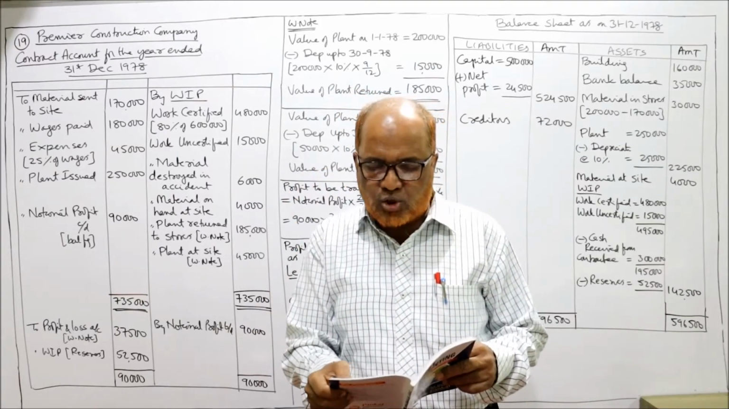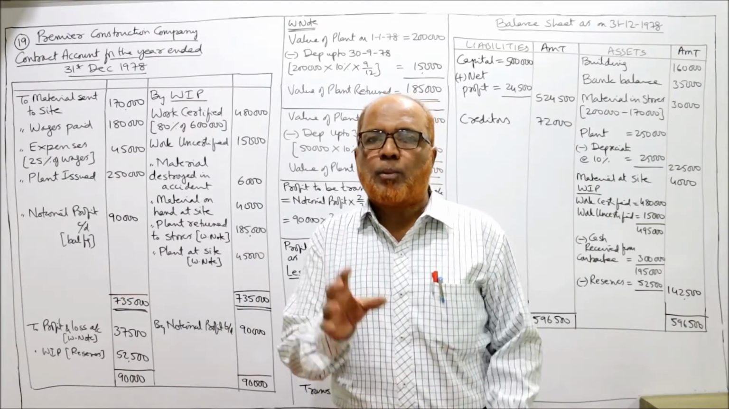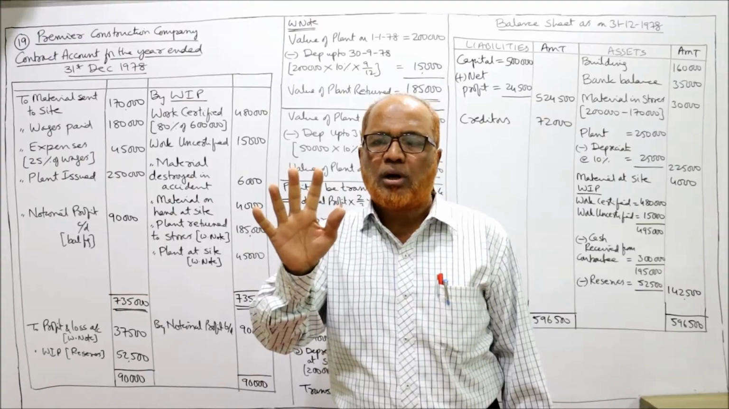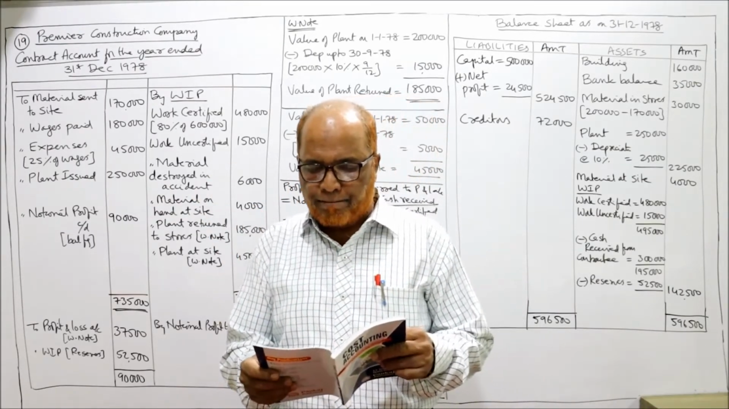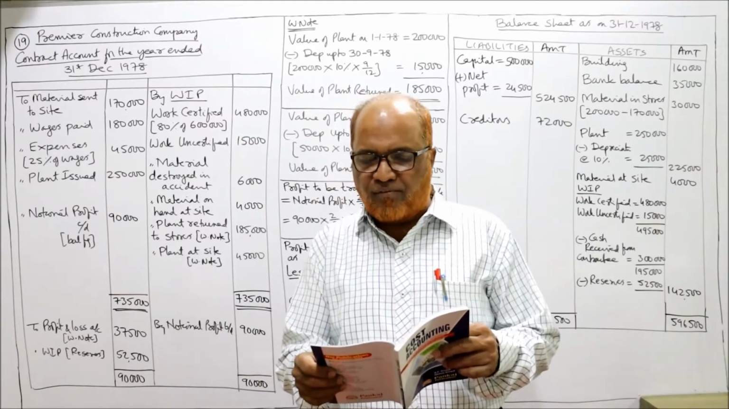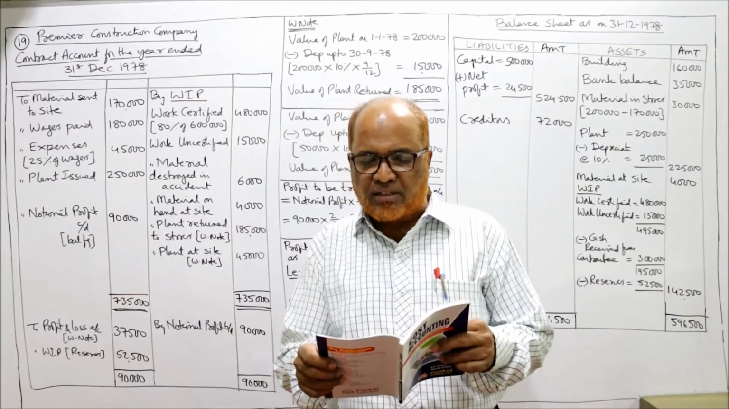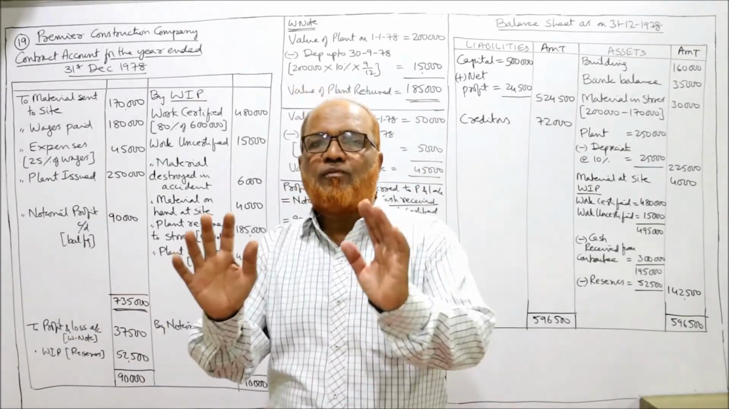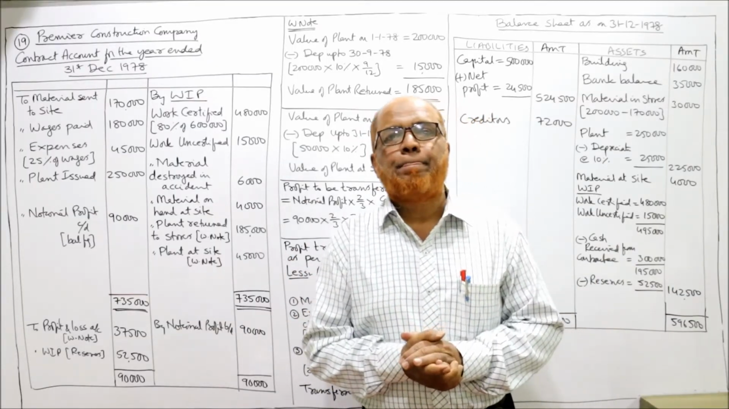And plant was to be depreciated 10% per annum for the entire year. जो plant 2,50,000 रुपए का है, 2,50,000 के plant को हम depreciate करेंगे for the full year at 10%. Now, prepare contract number 747 account for the year ended 1978 and make out the balance sheet as of 31st December 1978 in the books of Premier Construction Company. So, we are required to make the contract account and also the balance sheet.